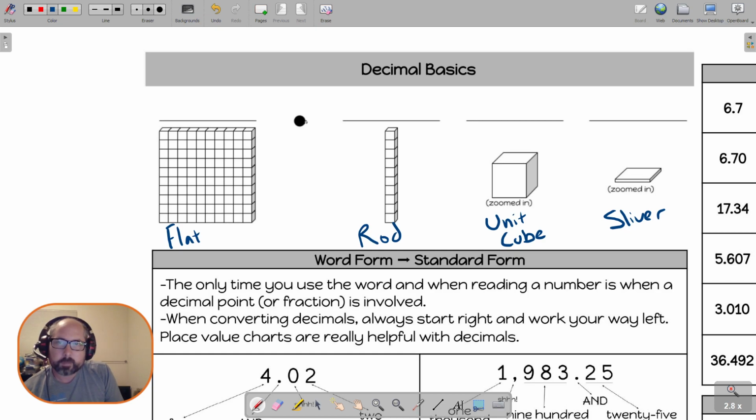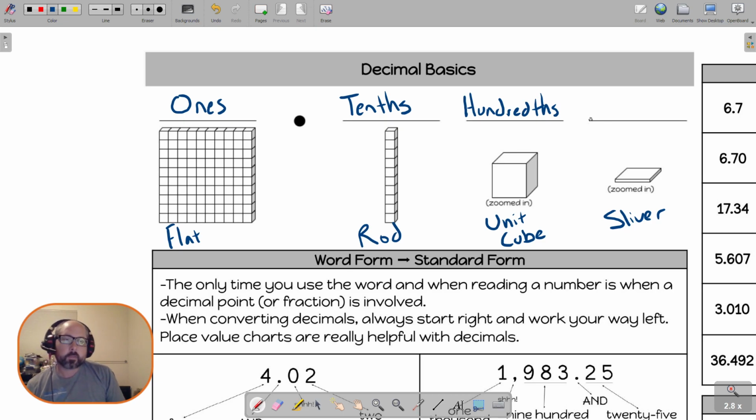So we have a decimal point here. So if the decimal point's right here, what place value should be over here? Should be the ones place. Directly to the right of the decimal point is going to be the tenths place. Moving another spot over, we're going to have the hundredths place. And in the third spot, moving to the right of the decimal, we have the thousandths place.